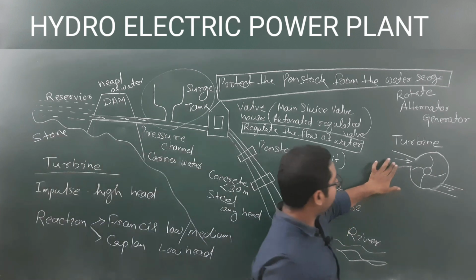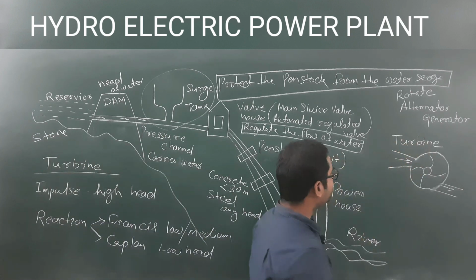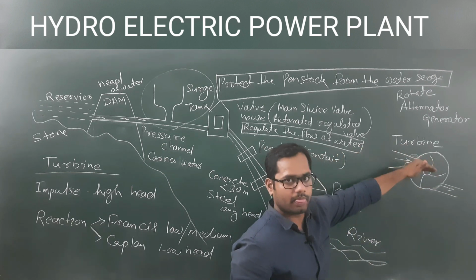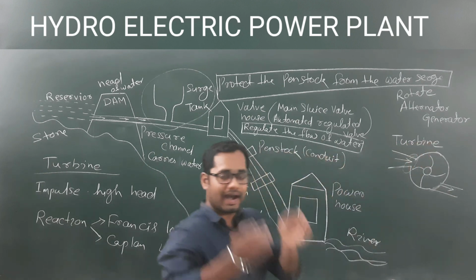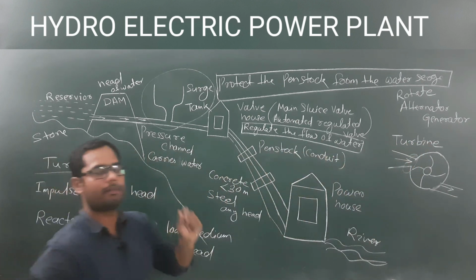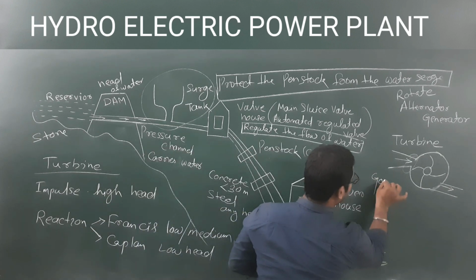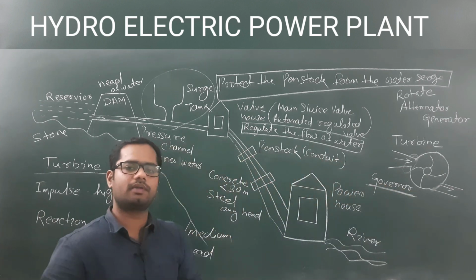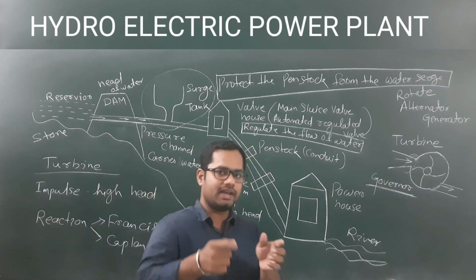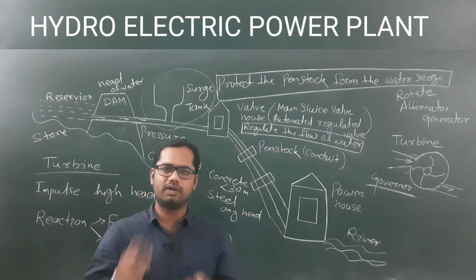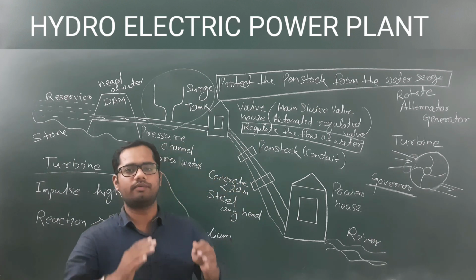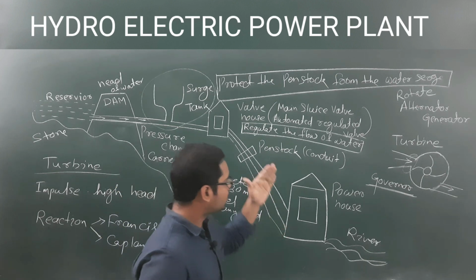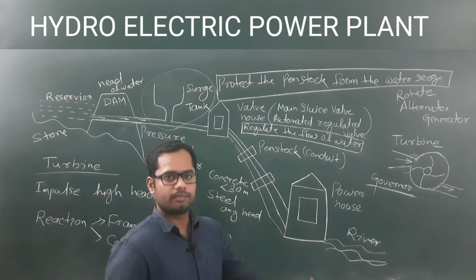Before the turbine, at the turbine gate, where the water gets into the turbine, at that position one governor is present. So what is the function of the governor? Whenever your load decreases, or your requirement of electricity production gets reduced, suddenly you have to close the governor gate.